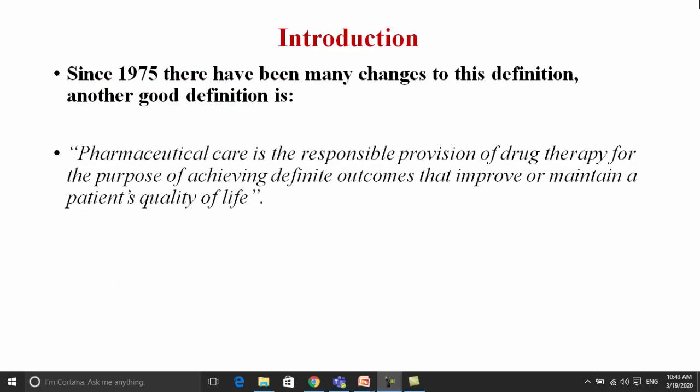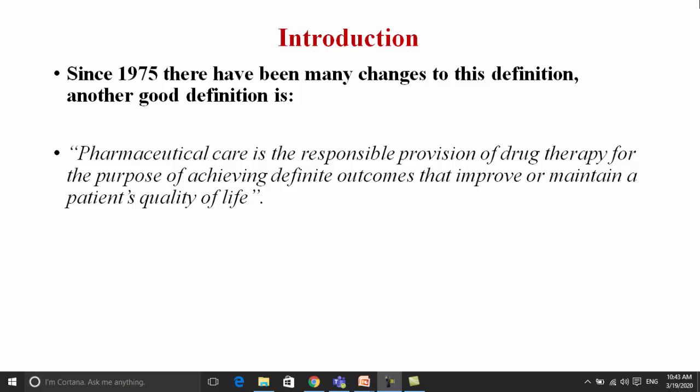Since 1979, there have been many changes to this definition. But another good definition that I personally like is this one, because each word counts in this definition. Pharmaceutical care is the responsible provision of drug therapy for the purpose of achieving definite outcomes that improve or maintain the patient's quality of life.